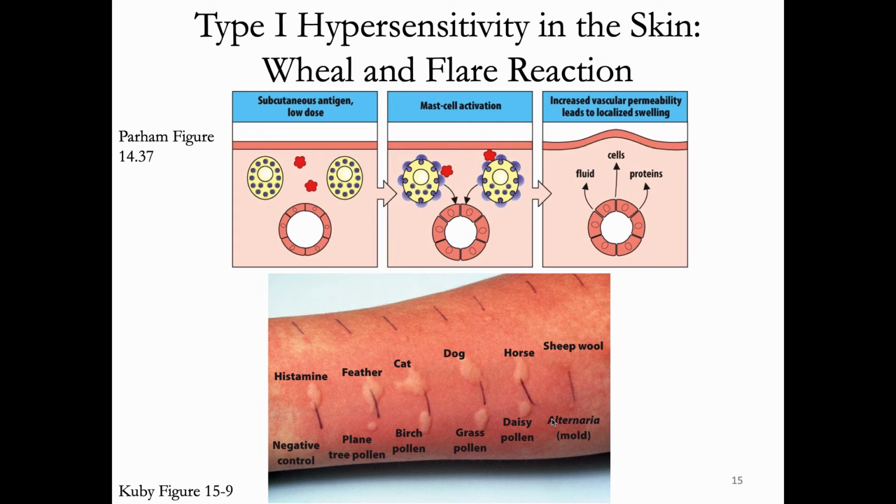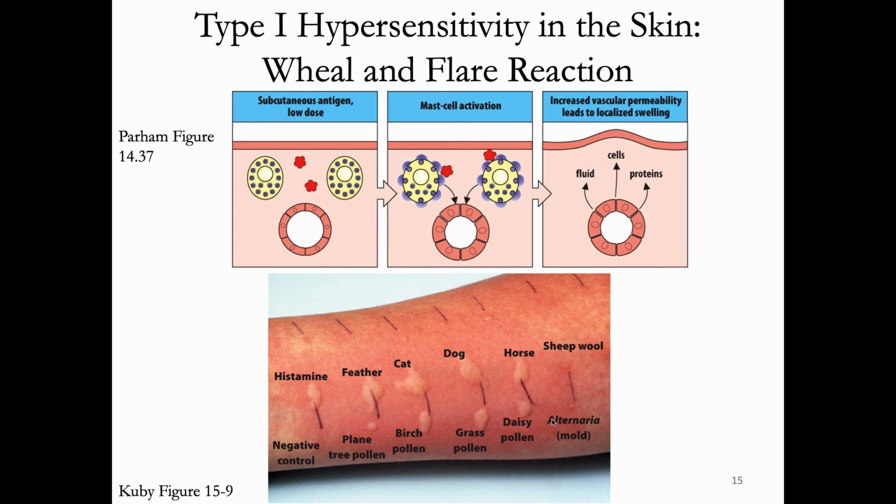And so you can see that this person is a little bit allergic to plane tree pollen, and I don't know what plane trees are. That always confuses me. More allergic to birch pollen, more allergic to grass pollen, somewhat allergic to daisy pollen, not terribly allergic to mold, not terribly allergic to sheep wool, very allergic to horses, very allergic to dogs, very allergic to cats, and very allergic to feathers. And so you can see sort of that kind of a process.